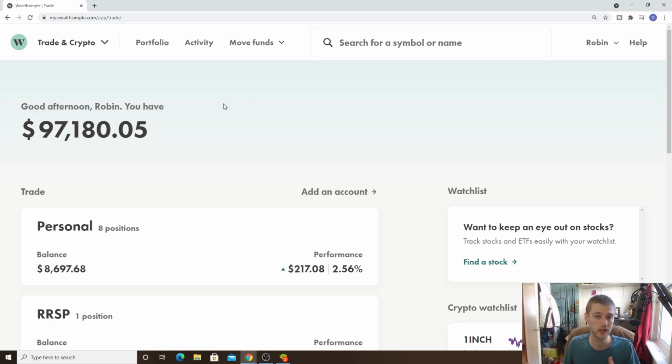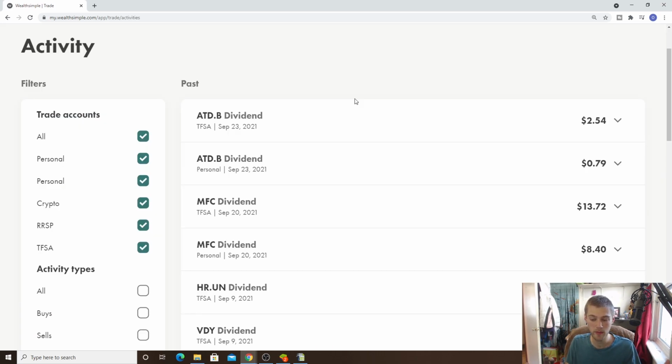So let's take a quick peek at the dividend income, and I'll show you guys how our income has been for this portfolio. In terms of recent dividend payments, not too much happening. We did get a payment from ATD, which is Alimentation Couche-Tard, on the 23rd. We have that in our personal account and in our TFSA. So we got $2.54 from the TFSA, and we got 80 cents from the personal account. Once again, it's not a big dividend stock. It's more of a growth-based stock, but it is nice to see those dividends come in because it all adds up at the end of the day.